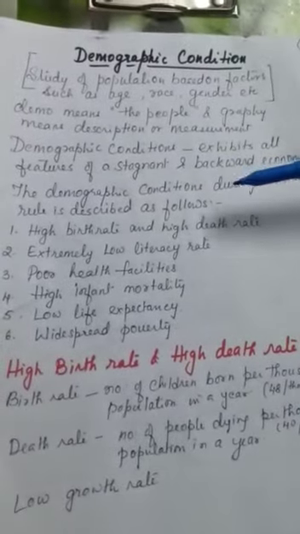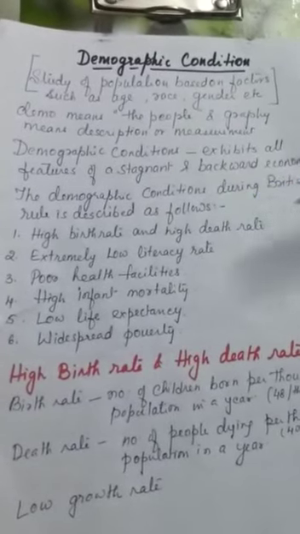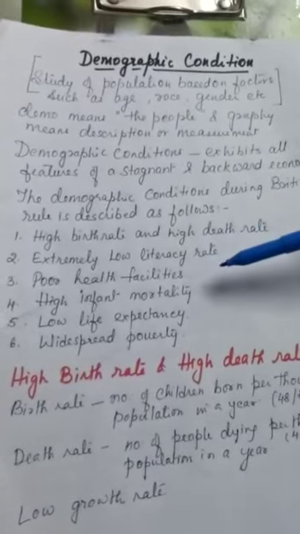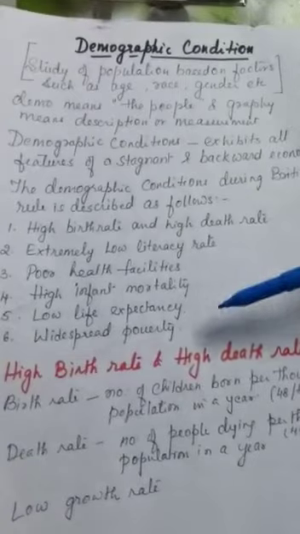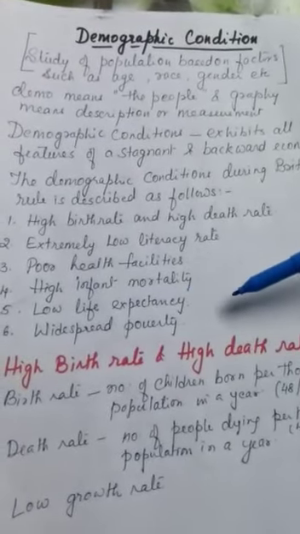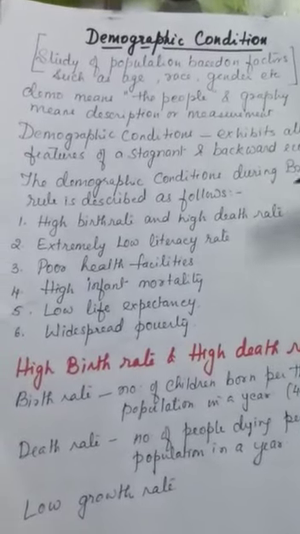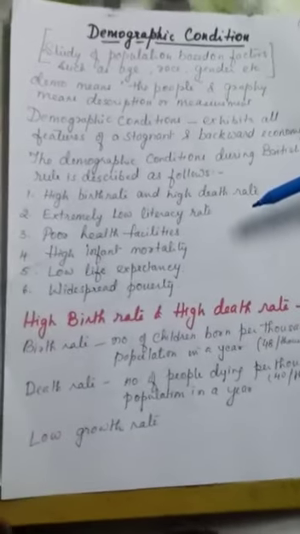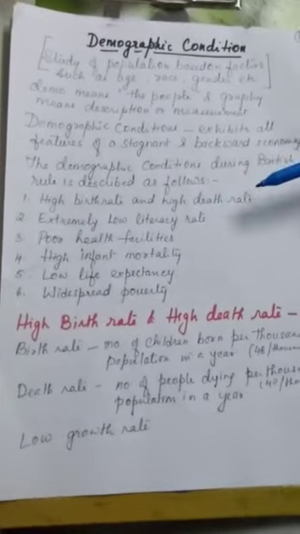It describes the following: high birth rate and high death rate during British rule, extremely low literacy rate, poor health facilities, high infant mortality rate, low life expectancy, and widespread poverty. We are going to do all these six features one by one. The first one is high birth rate and high death rate.